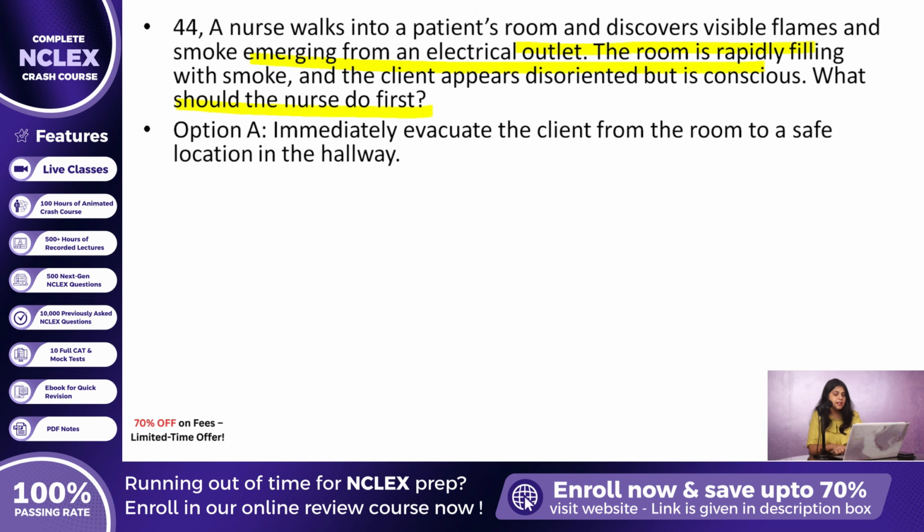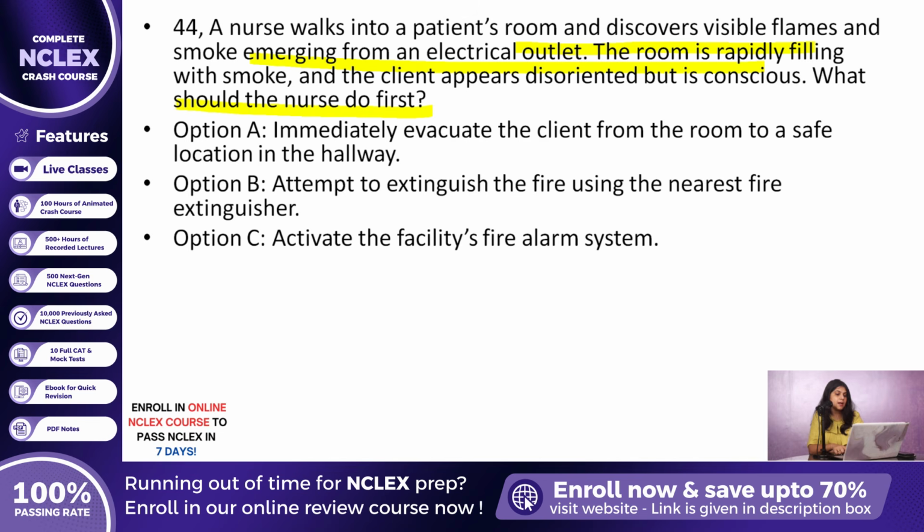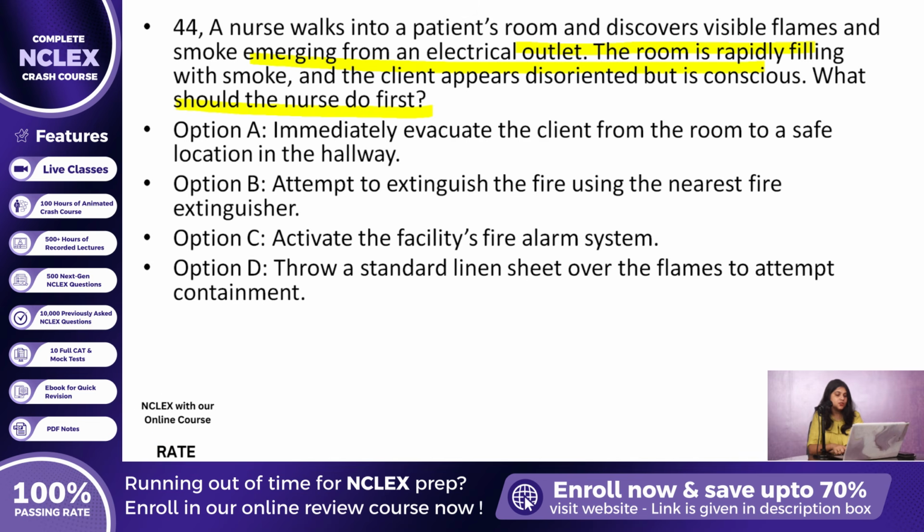Option A, immediately evacuate the client from the room to a safe location in the hallway. Option B, attempt to extinguish the fire using the nearest fire extinguisher. Option C, activate the facility's fire alarm system. Option D, throw a standard linen sheet over the flames to attempt containment.